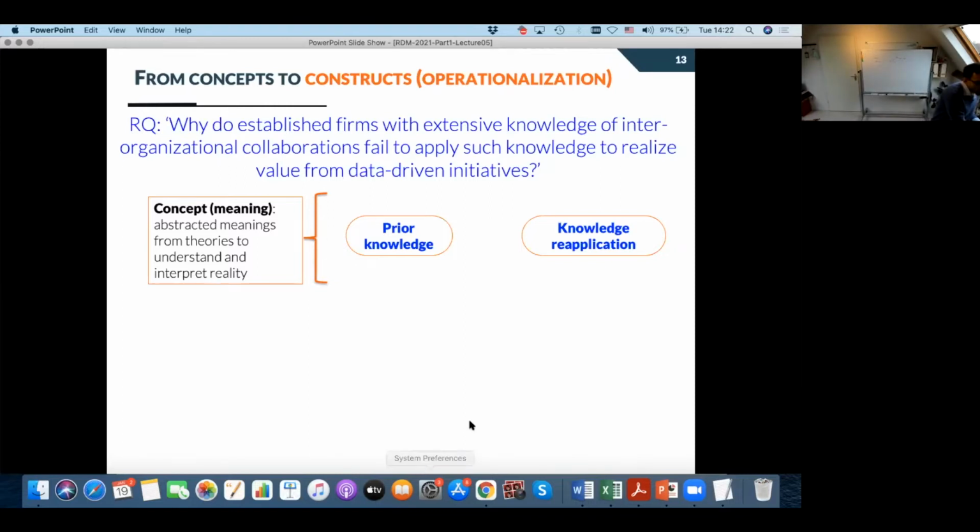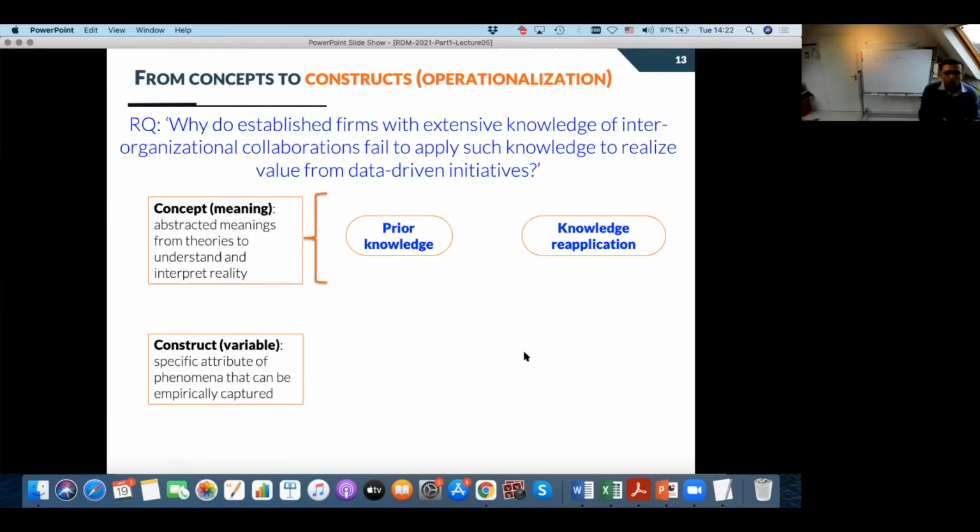But then when you want to empirically explore them, you need to find constructs related to these concepts. Constructs are the things that you see in reality. Concepts are the things that you see in the books, in the papers, and you can think about them, but you can't directly see them. There is no such thing empirically in reality as prior knowledge, as a concept. You need to find the instances, the concrete examples or the concrete equivalents of the concepts.